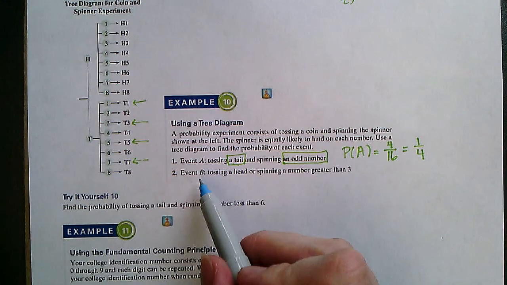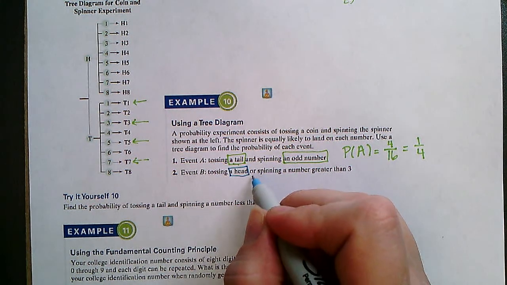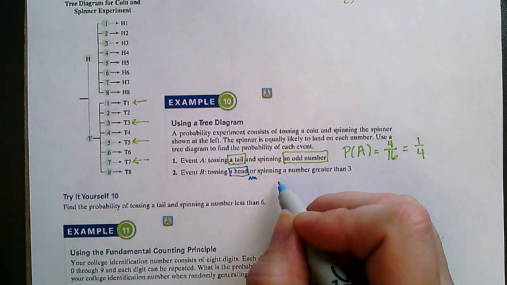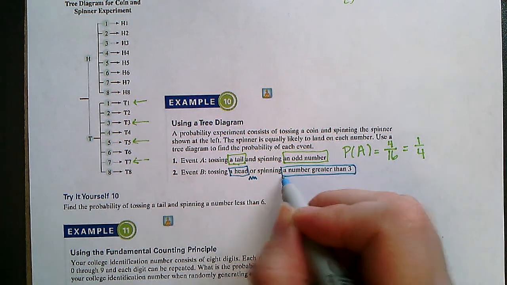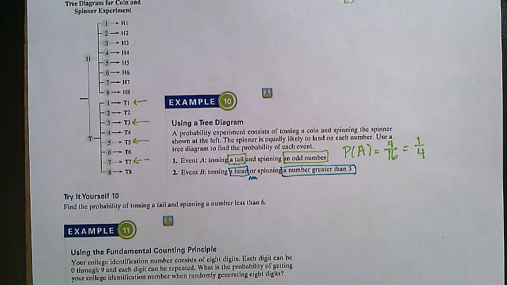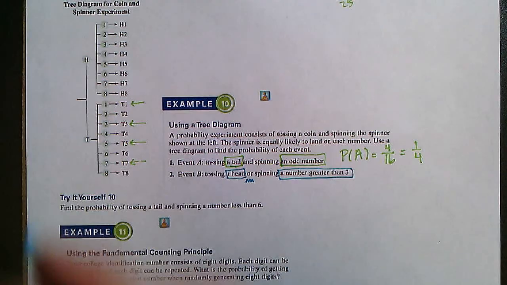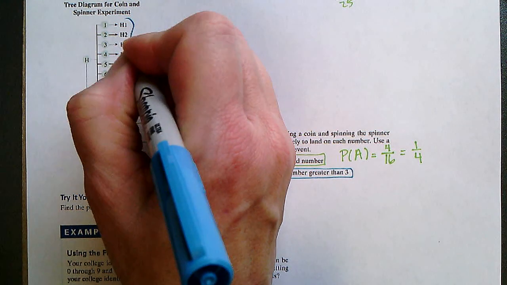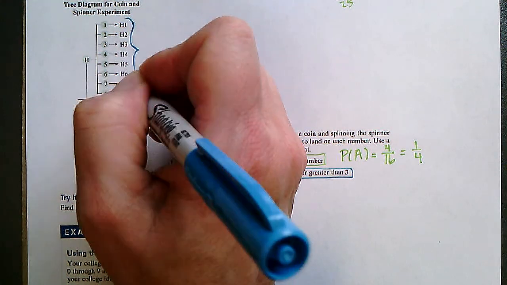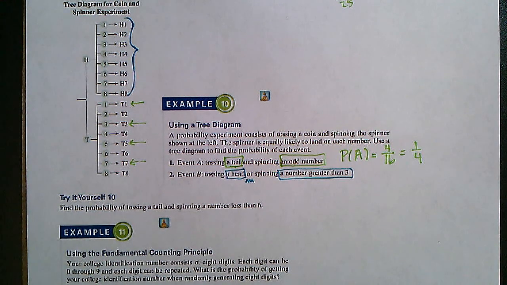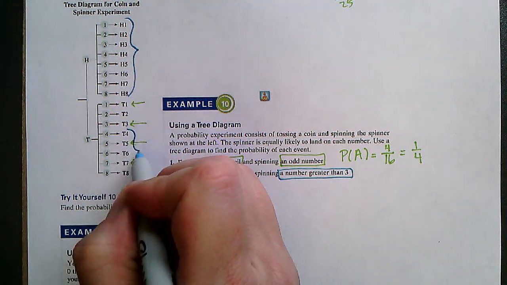What about the probability of tossing a head or spinning a number greater than 3? Okay, this one's going to be more complicated, because what we're doing here is we're either tossing a head or spinning a number greater than 3. So tossing a head would be all of these. So there's 8 of those that are happening. Or we could also be spinning a number greater than 3, so that would be these as well.